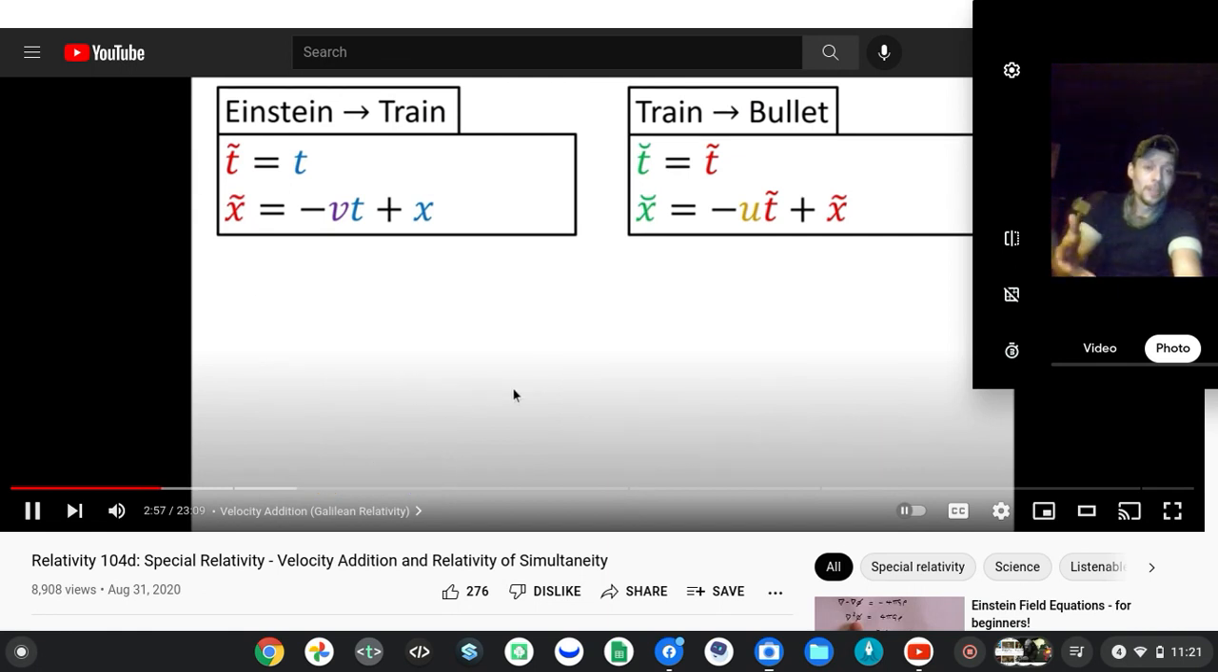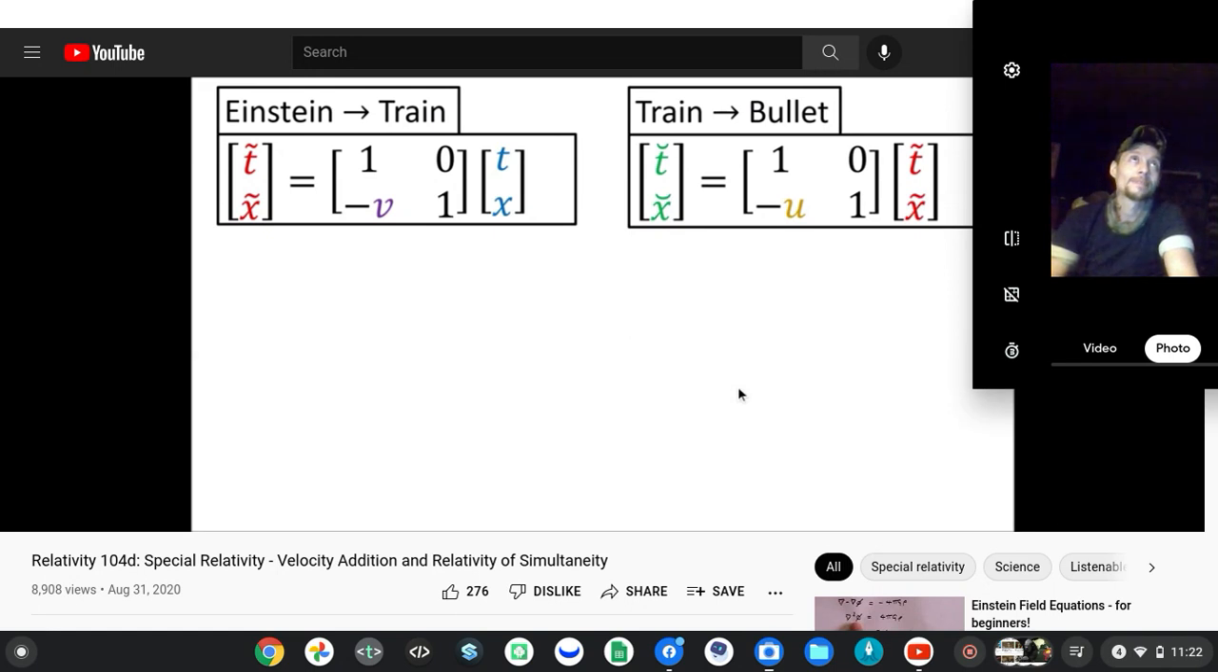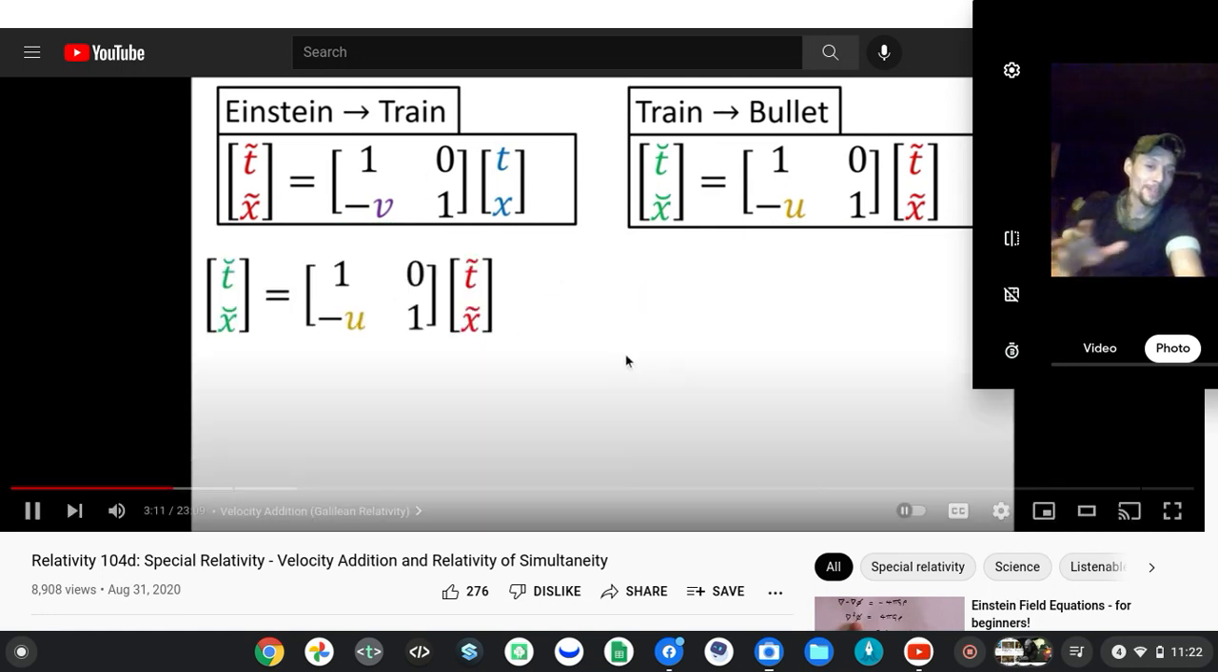Another way to get this result is to write out the two Galilean transformations in matrix form, writing the components in columns and converting between them with Galilean transformation matrices. We will write out an equation like this. We can start with the bottom equation, converting the tilde coordinates back into the original coordinates.